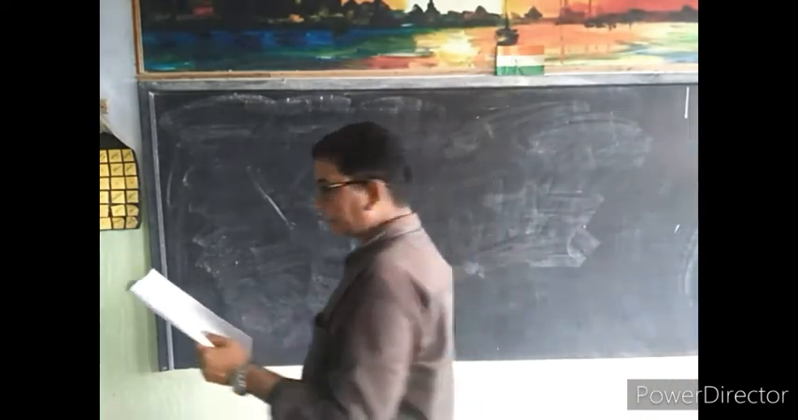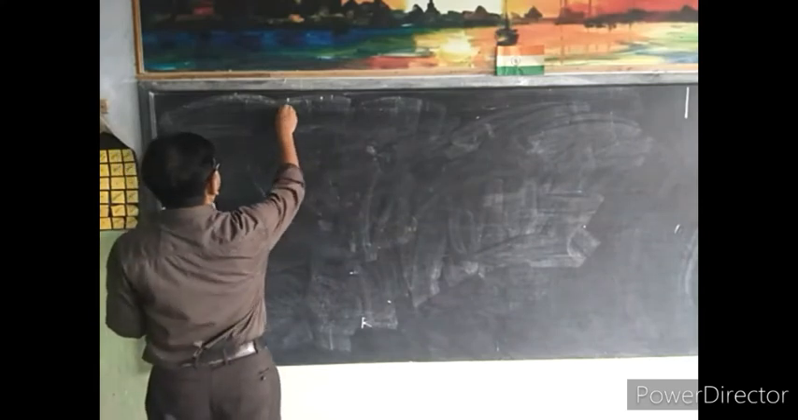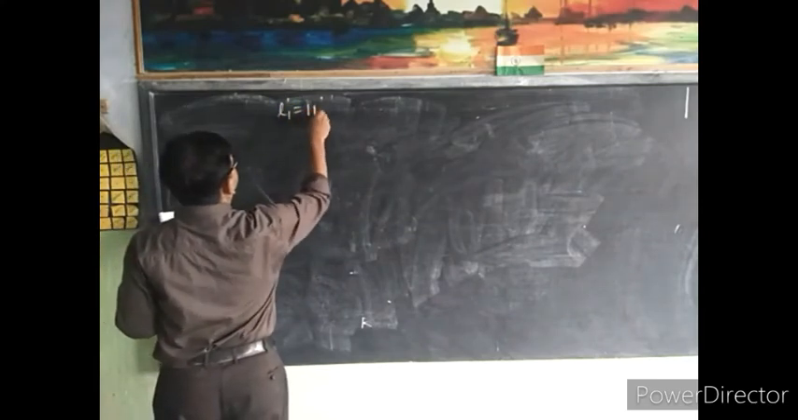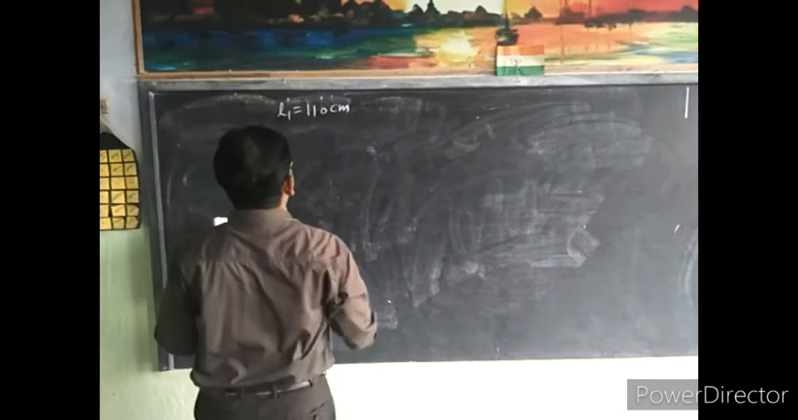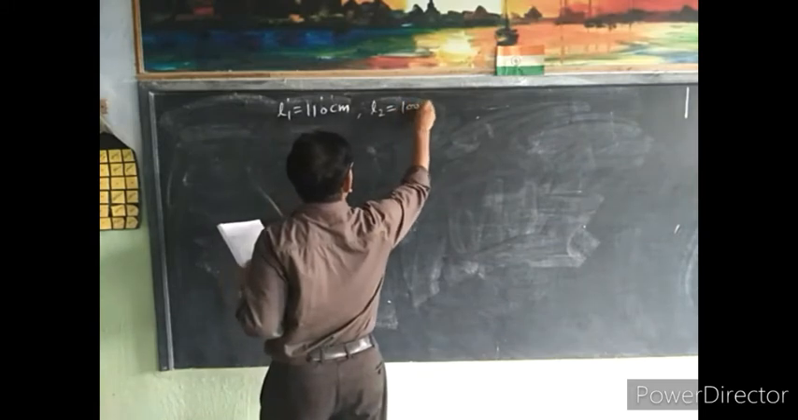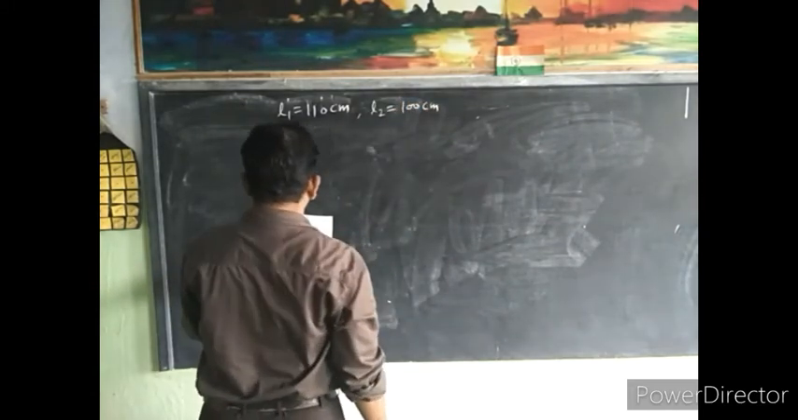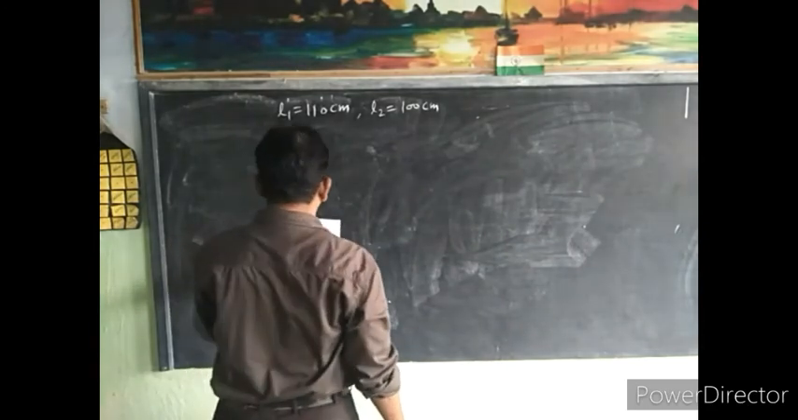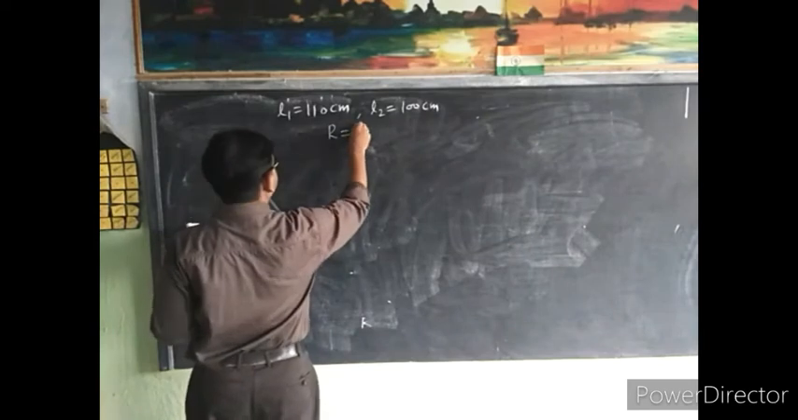Here we write: a cell can be balanced against 110 centimeter, that is L1 is equal to 110 centimeter, and 100 centimeter, L2 is equal to 100 centimeter, of potentiometer wire when it is open and when short circuit through a resistance R is equal to 10 ohm.